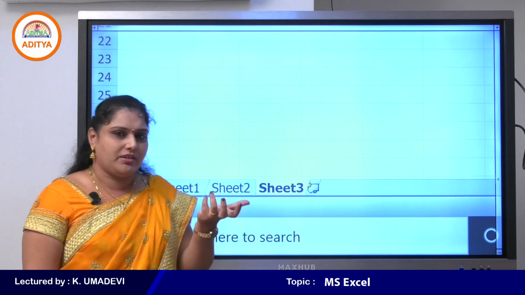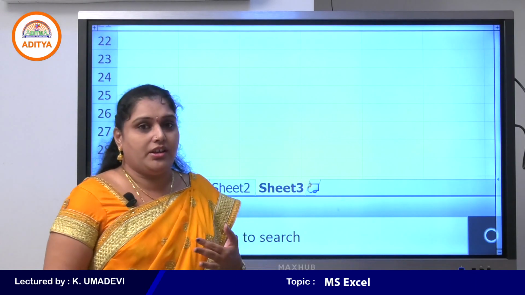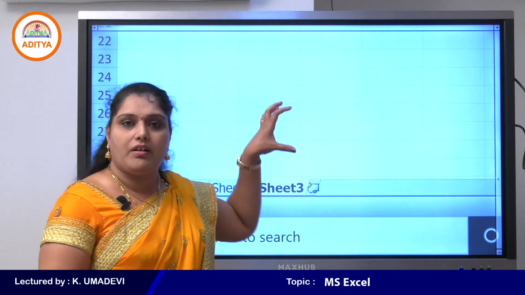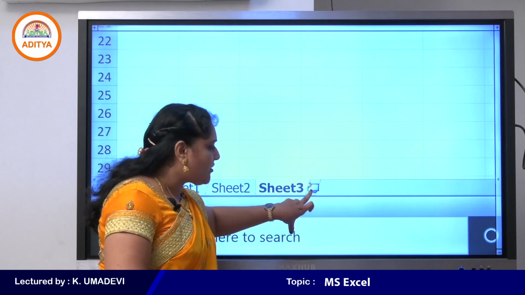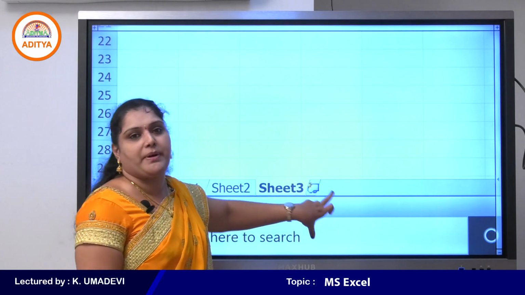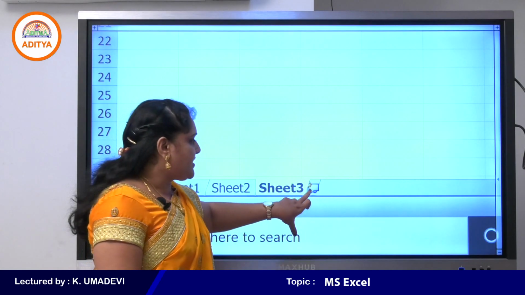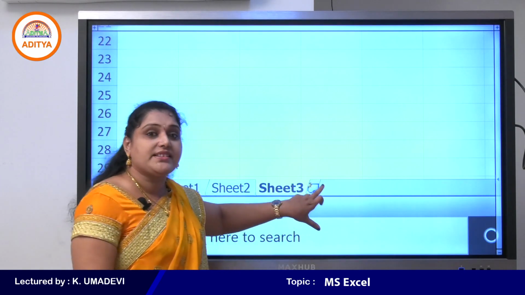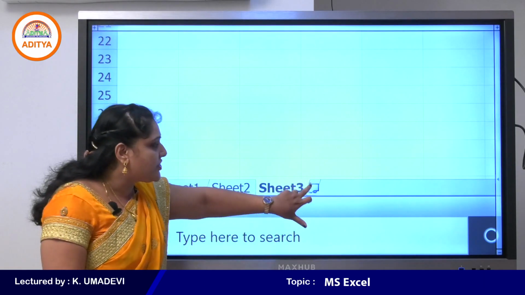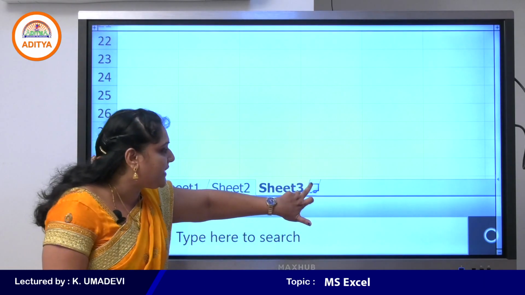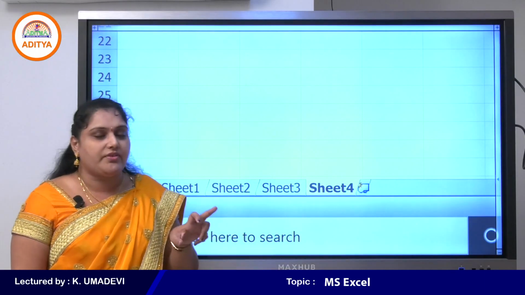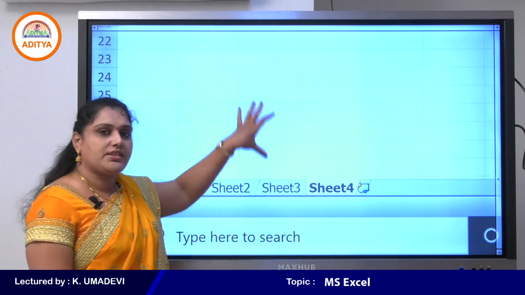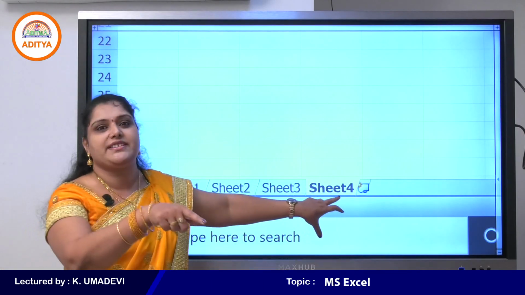Here by default every workbook contains only 3 sheets. If you want to insert some more sheets in the same workbook, simply click on the insert worksheet button. Yes, see, after Sheet3 you have one button, that is the insert worksheet button. Simply click on the insert worksheet button to insert a new worksheet in the same workbook. See, here Sheet4 is inserted.